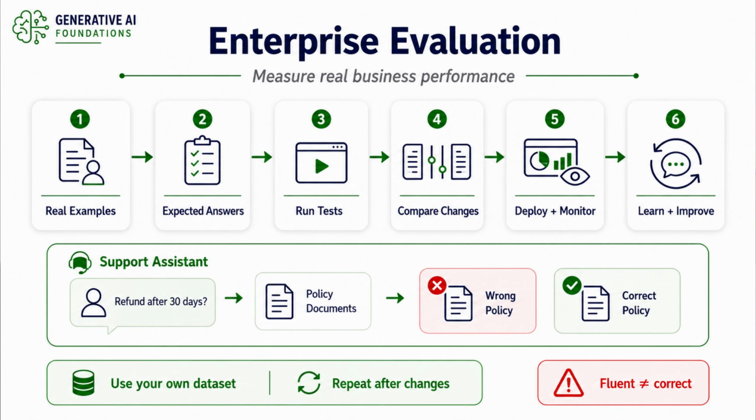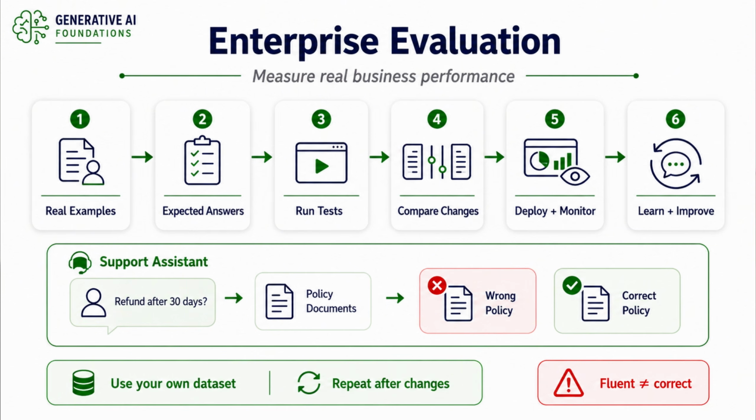document. For example, a support assistant may generate a fluent answer, but if it references the wrong policy document or retrieves incorrect information, then the system is still unreliable, regardless of the benchmark scores. And this is why a serious enterprise AI project should always create its own evaluation datasets using real examples, expected answers, and business specific evaluation criteria.